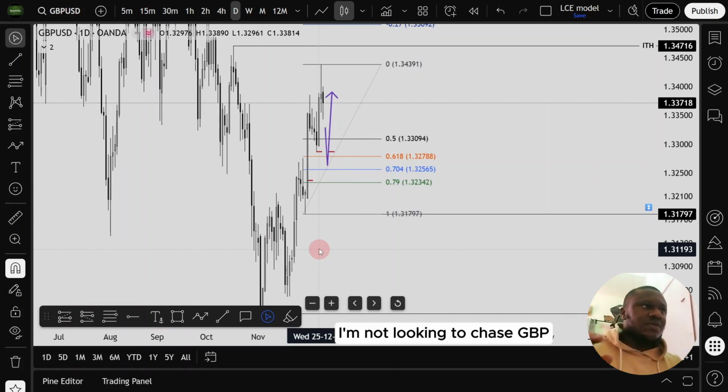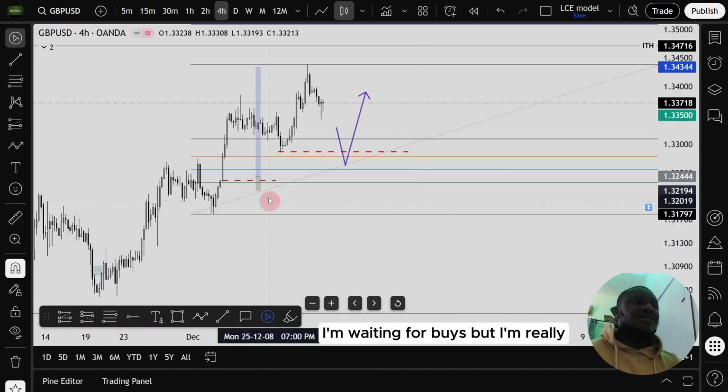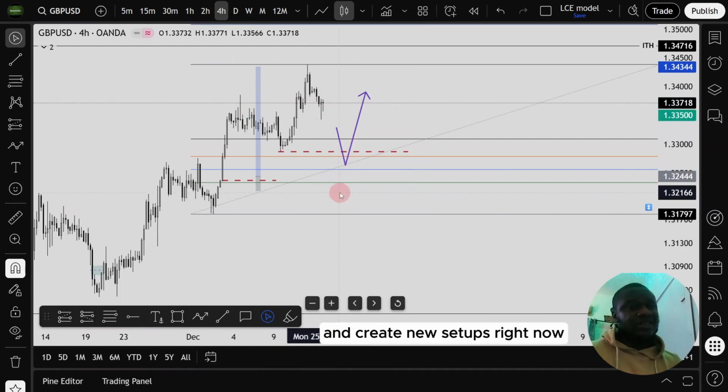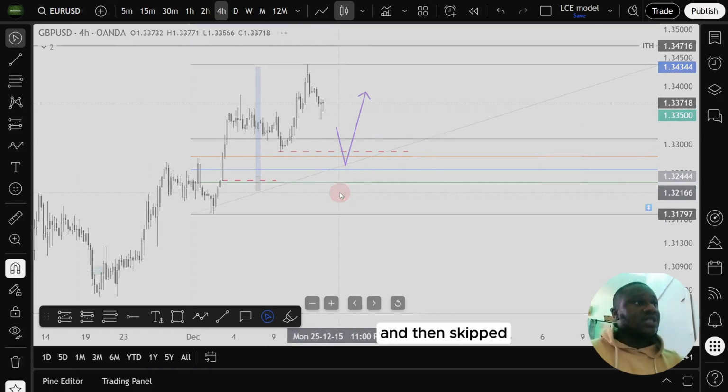I'm not looking to chase GBPUSD or force anything on it. I'll focus on other pairs. And that's that on GBPUSD. I'm waiting for buys, but I'm really waiting for it to do some retracement and create new setups. Right now, everything here on GBPUSD is what I am not going to involve myself in, and so skipped.